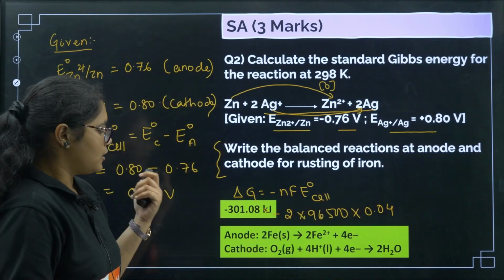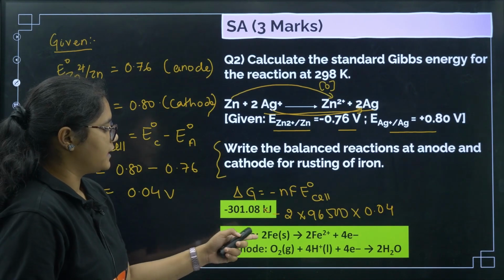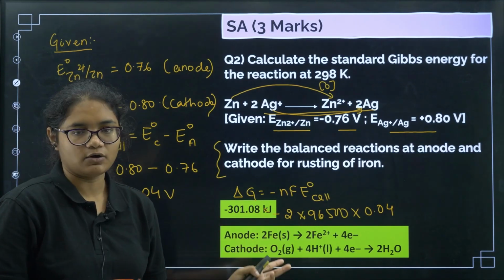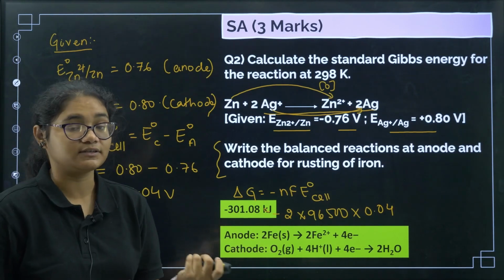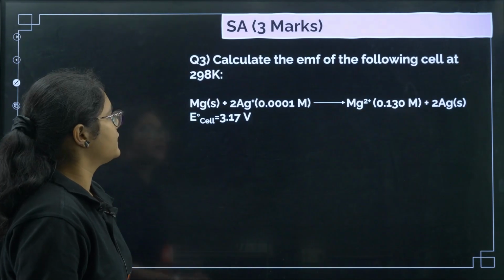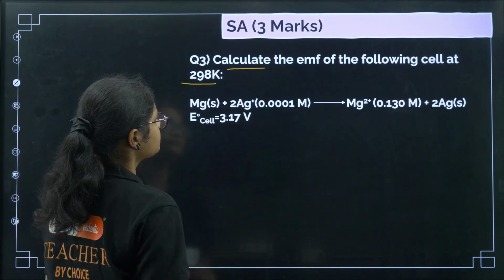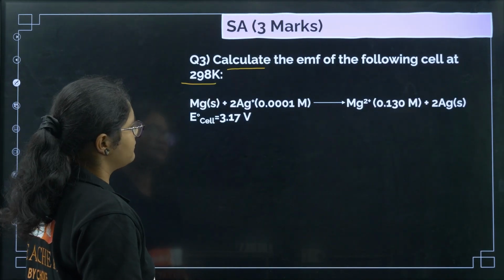Now this is your rusting of iron answer. Fe will give you Fe2 plus and 4 electrons, and at the cathode, the reduction of oxygen will take place. Now let us see the next question. Calculate the EMF of the following cell. So again you need to calculate the EMF here.